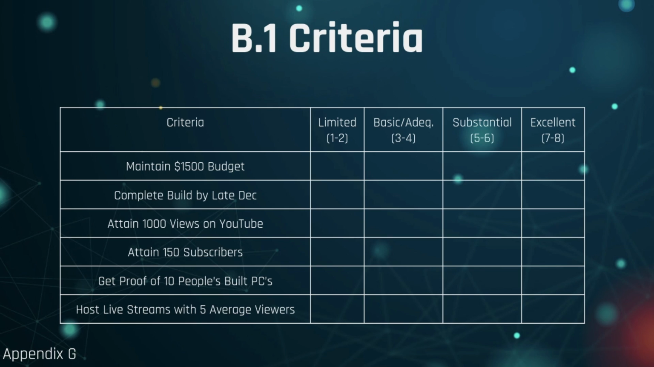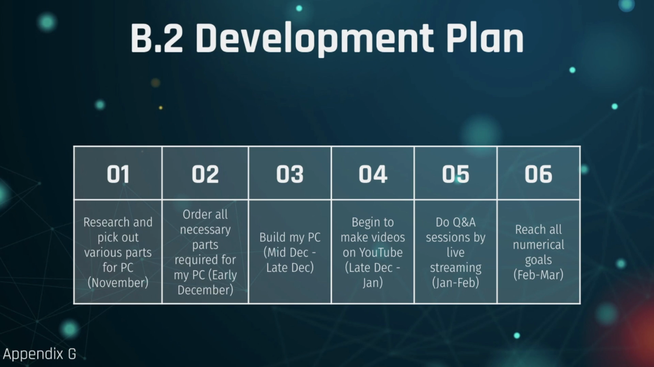I chose this criteria to evaluate my final outcome, as it is much more accurate in allowing me to understand the progress I made. As for the goals itself, it includes maintaining a budget of $1,500 when building my PC, completing the build of my PC by late December, attaining 1,000 views on YouTube, acquiring 150 subscribers, getting proof of at least 10 people with their built PCs after taking my help, and hosting live streams with an average of at least 5 viewers.